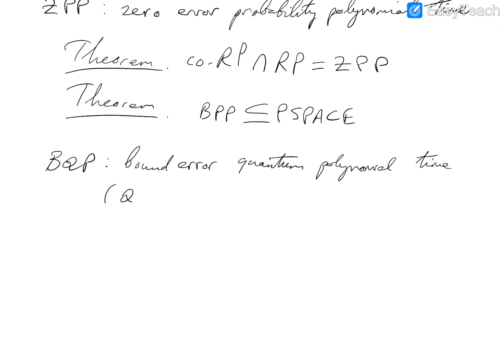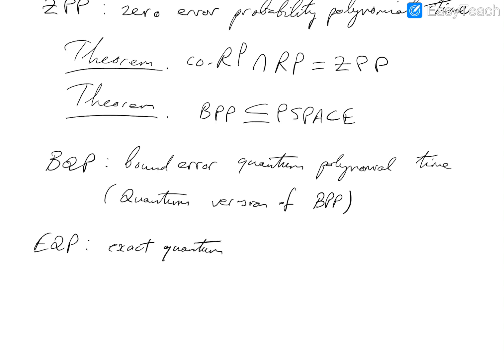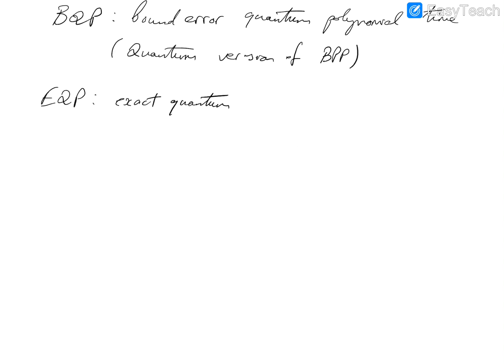Okay, so the quantum version of BPP. The class EQP is called exact quantum polynomial time. And this is the quantum counterpart of P.